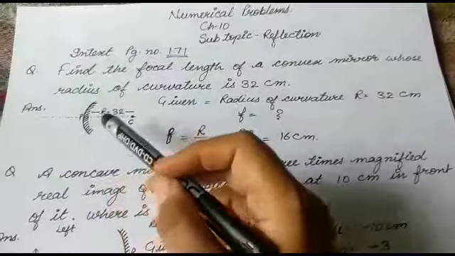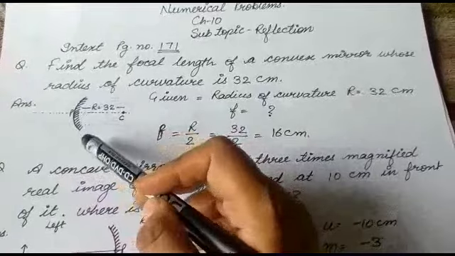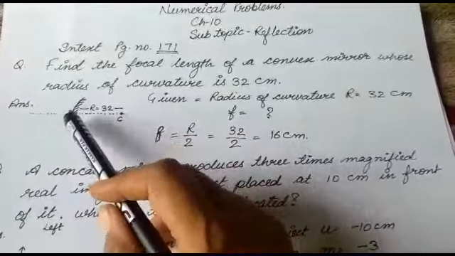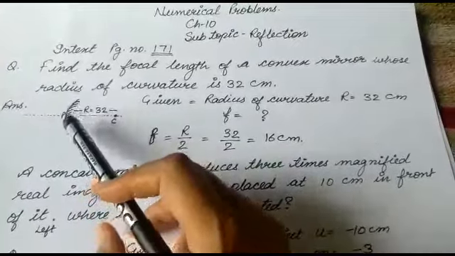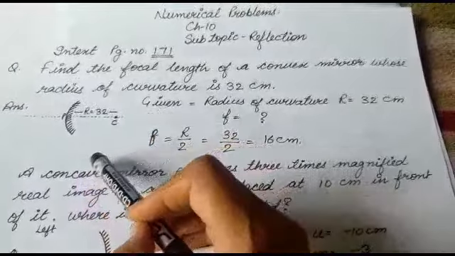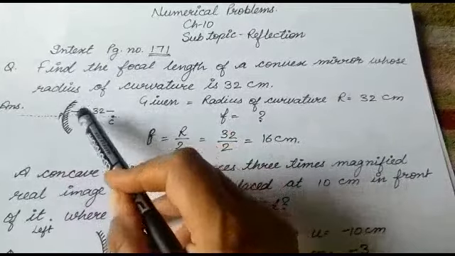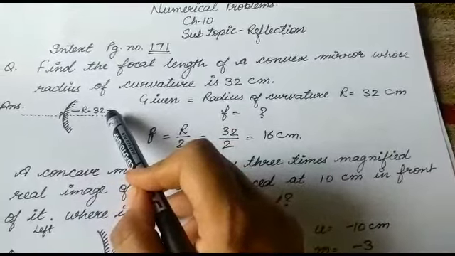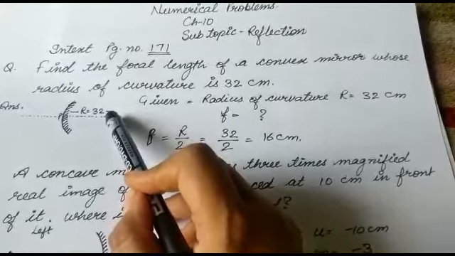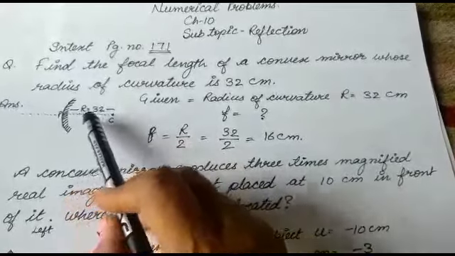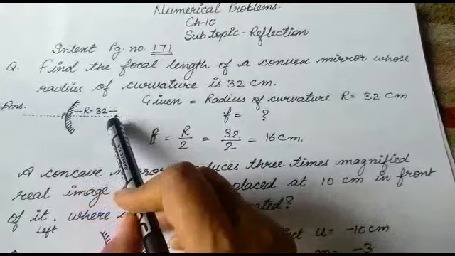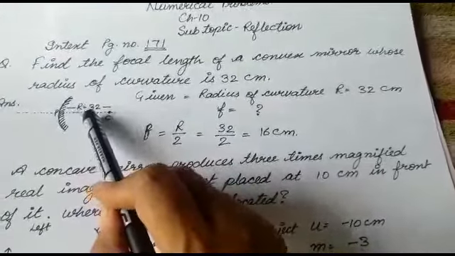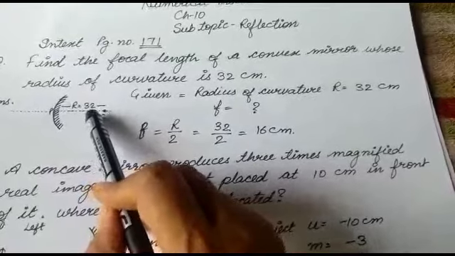So here I have drawn a rough diagram of the convex mirror. This is our convex mirror, and we know that its curvature and focus all lie to its right side. This is the radius of curvature, which is 32 centimeters. And in my previous video related to the sign convention, I have told you the distances from the mirror to its right side are always positive. That's why I have written r equals 32, that is plus 32.